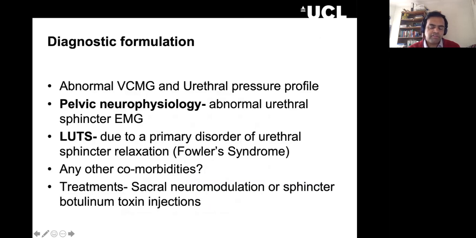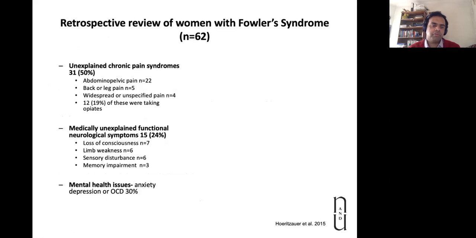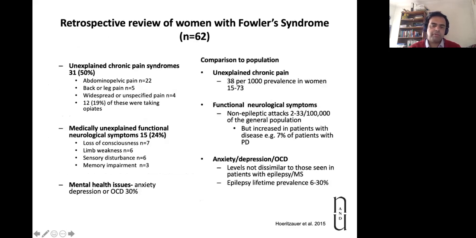Now, why this is important to neurologists is that Fowler's keeps bad company. So women with Fowler's have a very high prevalence of other psychological comorbidities and functional neurological disorders. So we recently reviewed our cohort of women and found a high prevalence of chronic pain syndromes, of medically unexplained functional neurological symptoms, and also different mental health issues, which are greater than in other neurological populations.